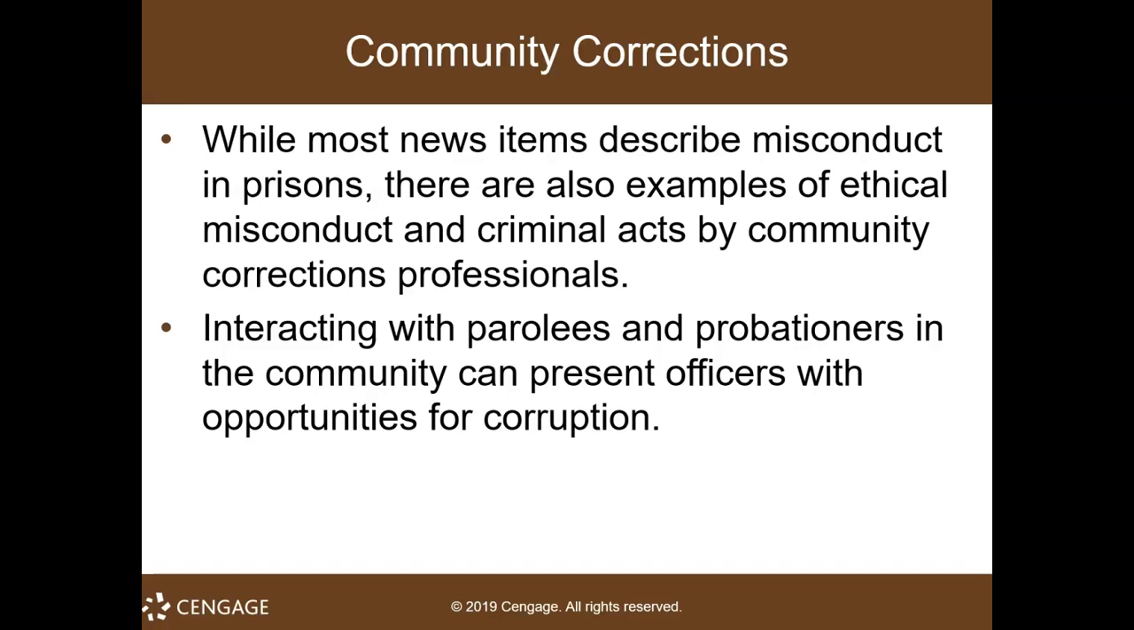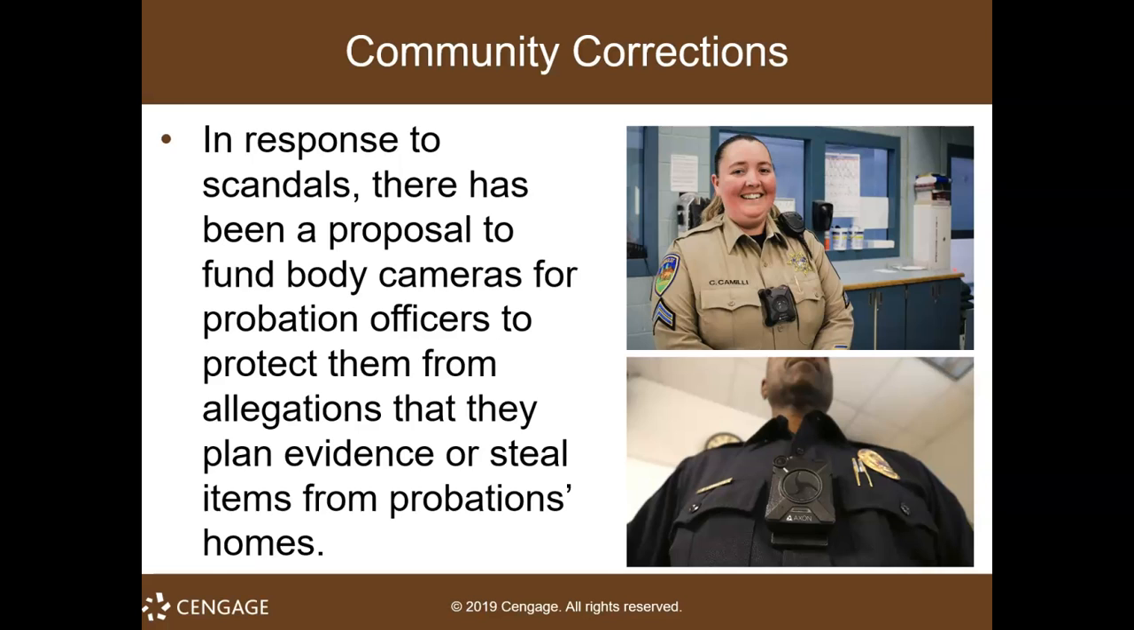So we're not just talking about treatment professionals, we're now talking about those community corrections professionals. Interacting with parolees and probationers in the community can present officers with opportunities for corruption. So there really are a lot of things that can happen even with community corrections.